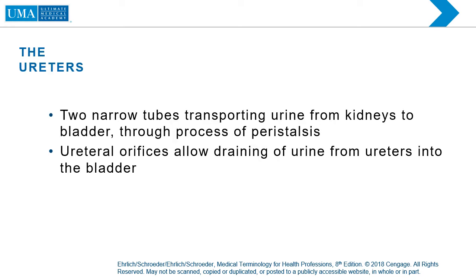Speaking of the ureters, they are simply two narrow tubes. They're both about 10 to 12 inches long, and they transport urine from our kidneys to the bladder. You may hear the term peristalsis, and this is just a series of wave-like contractions that move the urine down the ureter to the bladder for exit. Remember, peristalsis is also part of the digestive process, as described in previous chapters.